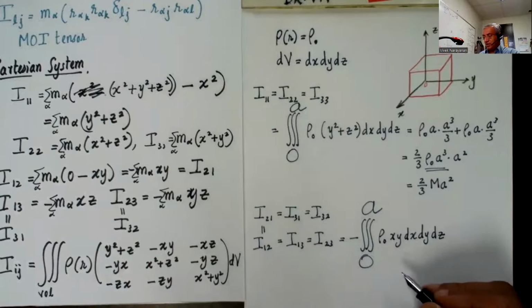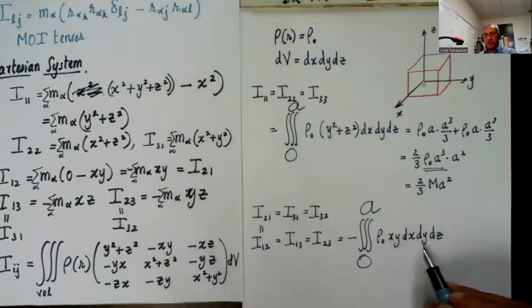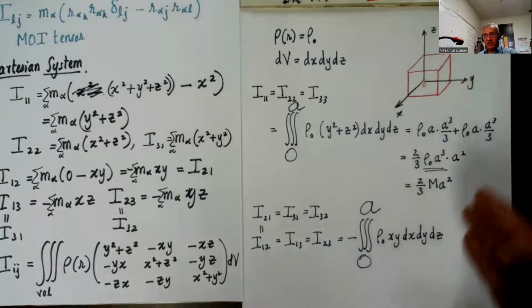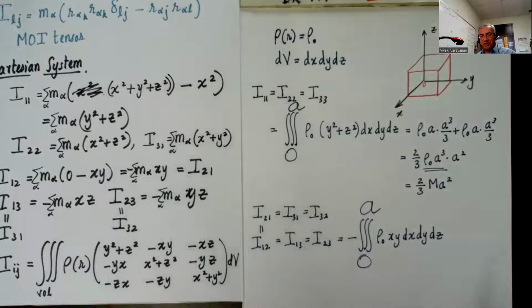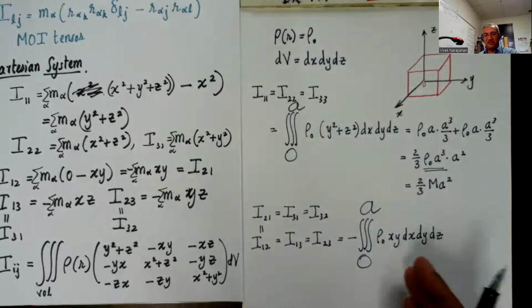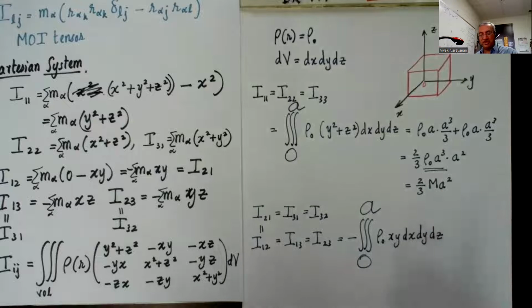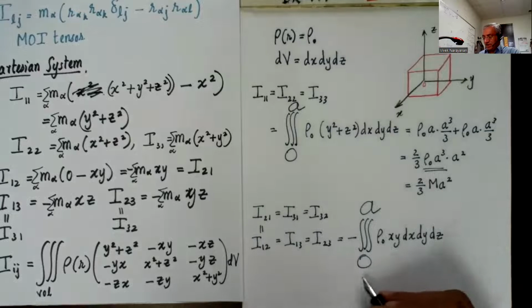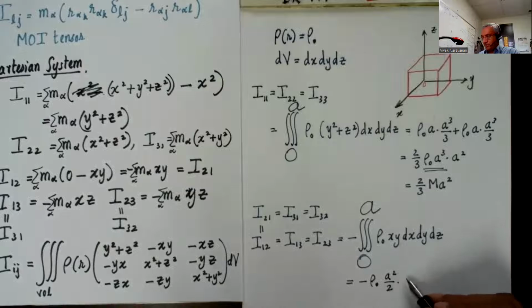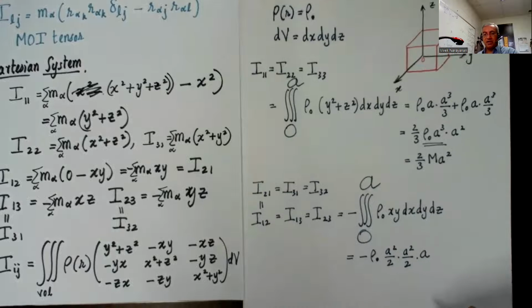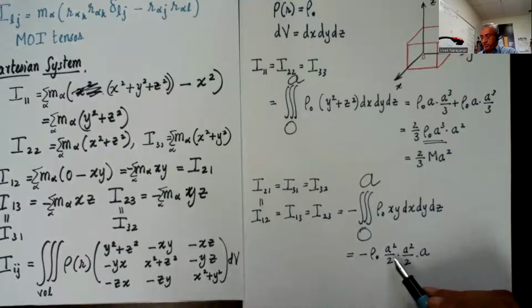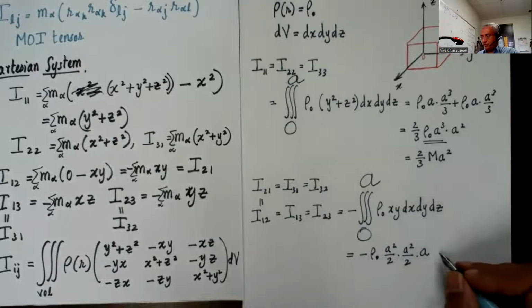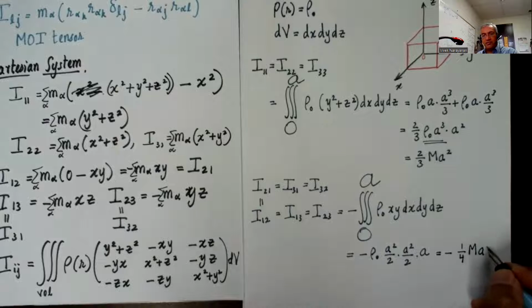This time, x and y are independent in this cube. If they're not independent, you have to make sure to split the range when you do multiple integrations. In this case, x and y are completely independent, so I can treat them as separate variables. And so I end up getting negative rho naught a squared over 2 when I integrate x, a squared over 2 when I integrate y, and a when I integrate z. And since I can pluck out rho naught a cubed and make it into mass, this gives me negative 1/4 ma squared. So that's it.